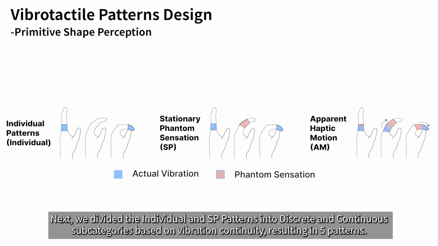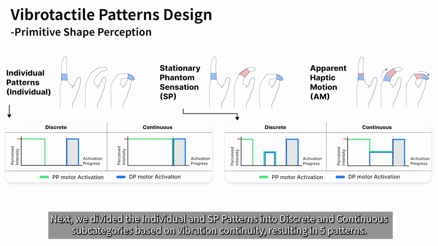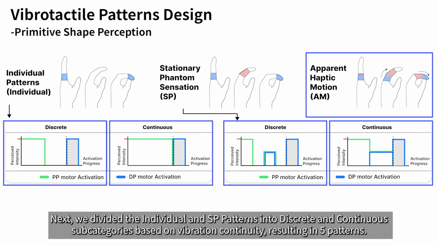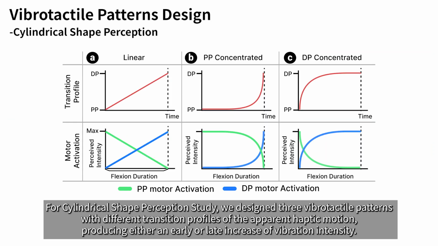Next, we divided the individual and SP patterns into discrete and continuous subcategories based on vibration continuity, resulting in 5 patterns. For the cylindrical shape perception study, we designed 3 vibrotactile patterns with different transition profiles of the apparent haptic motion, producing either an early or late increase of vibration intensity.